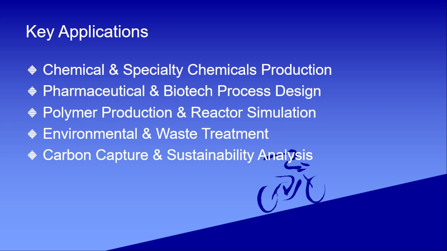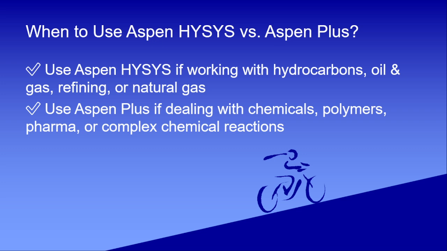Now, when do we use Aspen HYSYS and when do we use Aspen Plus? From what we've been saying so far, we should know when to use them. Now, you use Aspen HYSYS if working with hydrocarbons, oil and gas refining, or natural gas. All right, and then you use Aspen Plus in dealing with chemicals, polymer, pharmaceutical, or complex chemical reactions. All right, so with this, we have covered what is process simulation, Aspen HYSYS, the application of process simulation, Aspen HYSYS application, Aspen Plus and its application, and then the differences between the two of them.